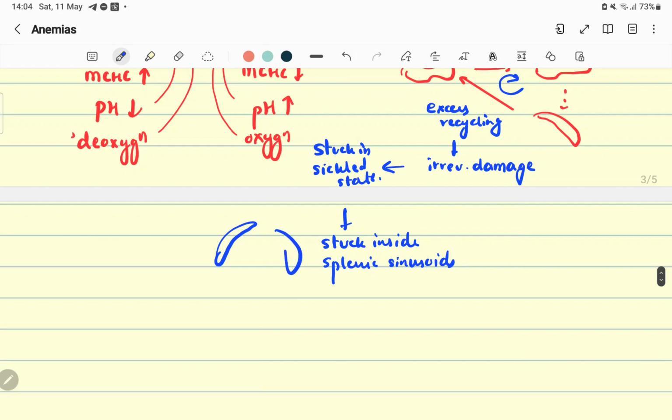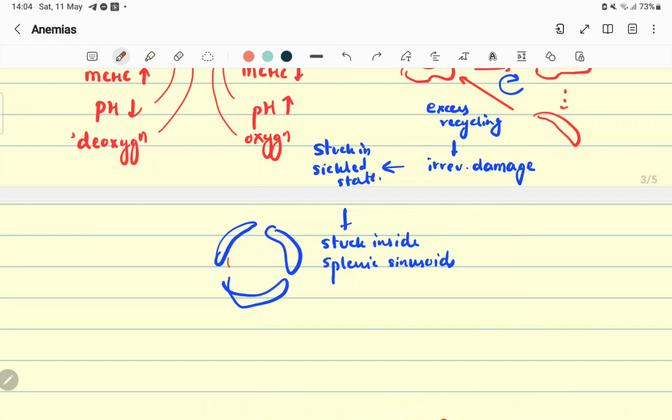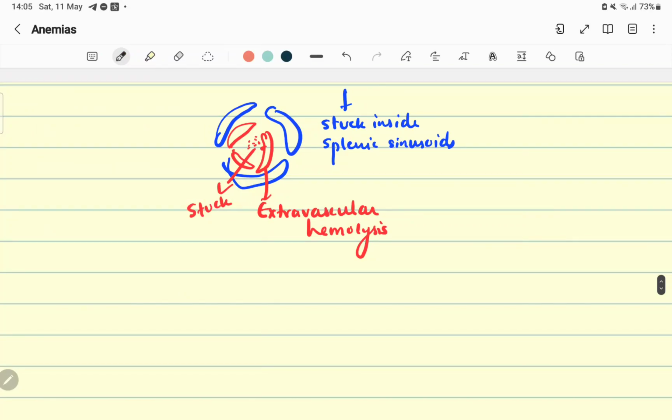So this type of sickled RBC can't move through the splenic sinusoids again. It can remain stuck here, and it can cause hemolysis. So this is also an example of extravascular hemolysis. Extravascular means there is splenomegaly present and increased bilirubin.